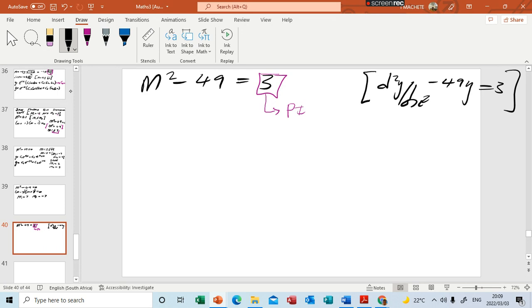So, for particular integral, I'll show you how to do it. Let's do this example. We're going to do the one in the study guide. Now you follow the same steps. I'll show you the part where it says particular integral.